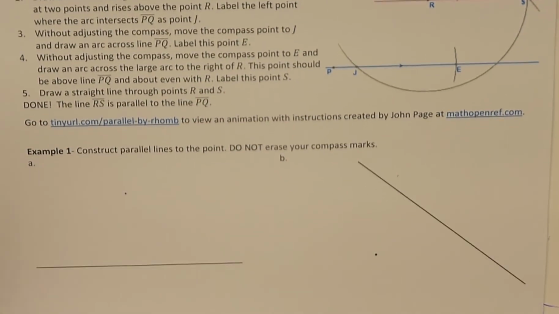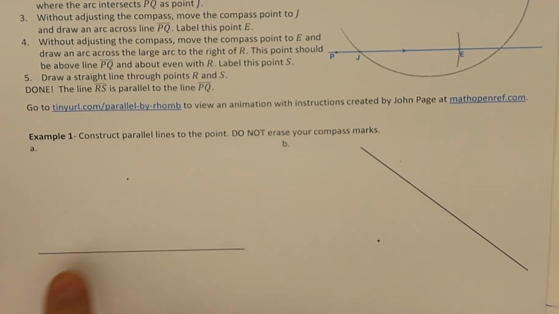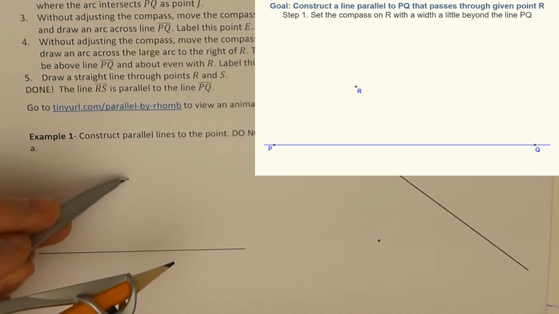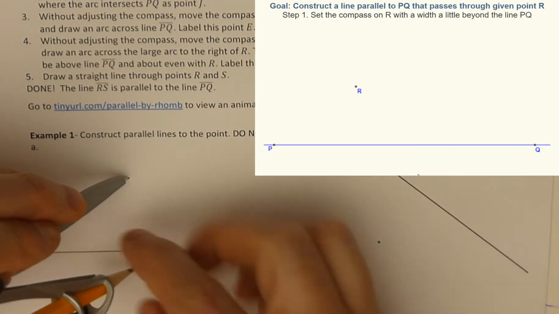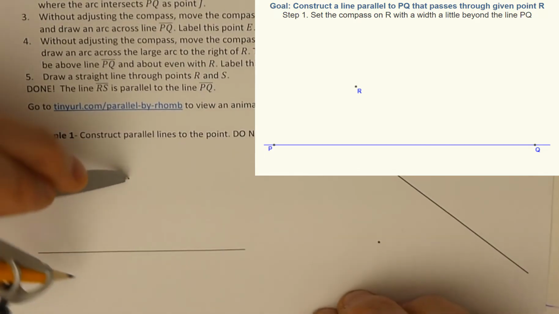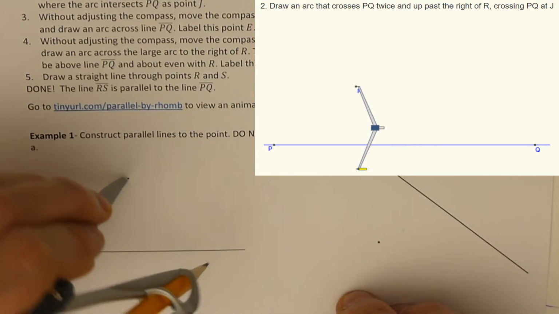Let's go ahead and follow through how to do these. So if we're going to draw a line through this point that's parallel to this one right here, we start off by making sure that we set our compass at that point, and we need to make it longer than the distance to that line. So I'm going to make it about that long. Again, we want to make sure that when we draw these arcs that it would fit on the line. So we're in good shape there.